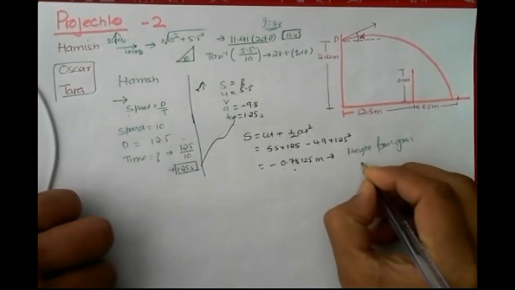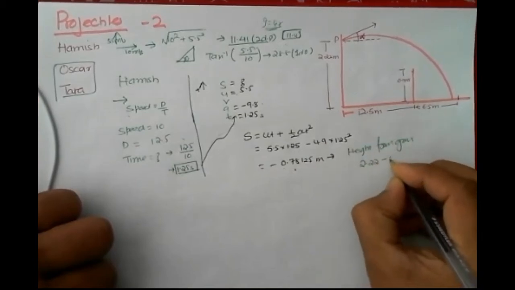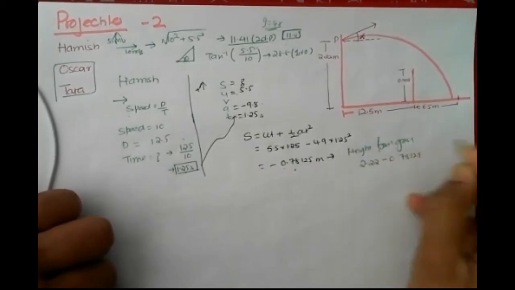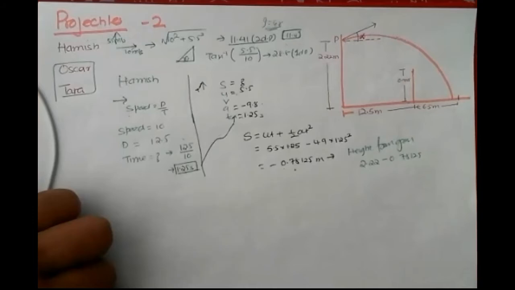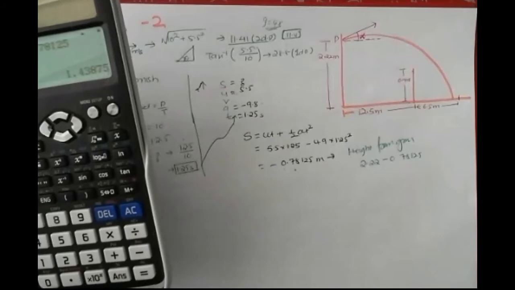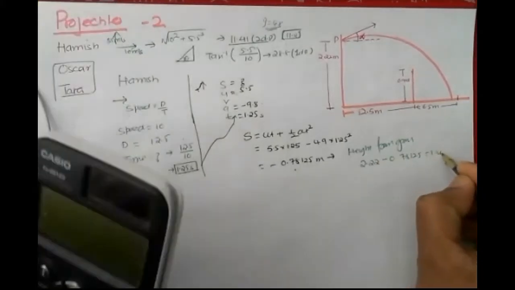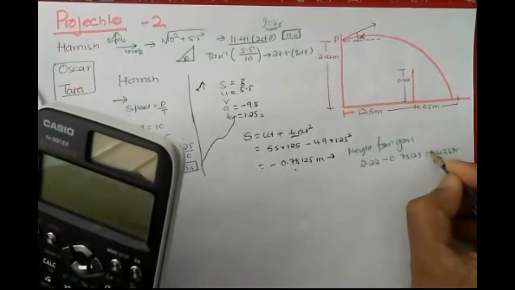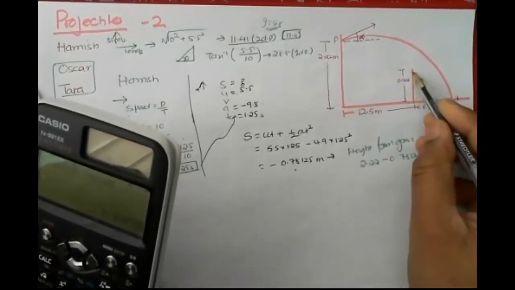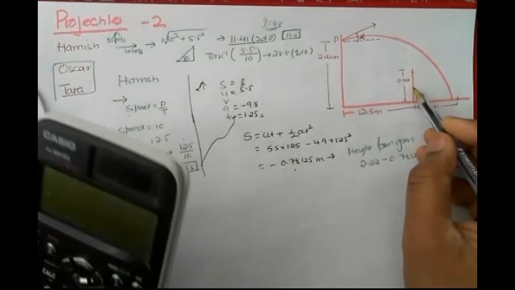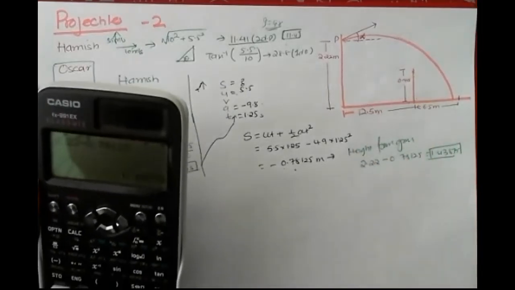Which will be 2.22 take away 0.78125. So we put that in the calculator and check if that is bigger than 0.995. And guys, this gives me 1.43875, which is definitely above 0.995 from the ground. So that means Hamish's serve will clear the net.